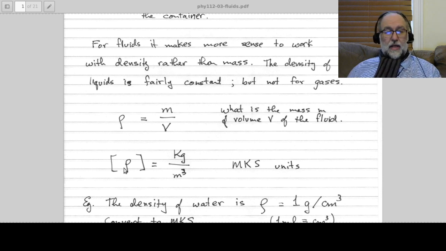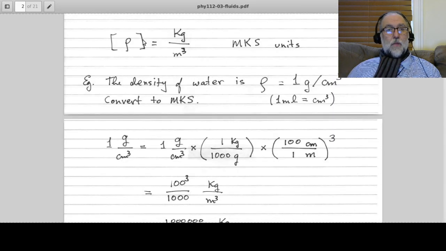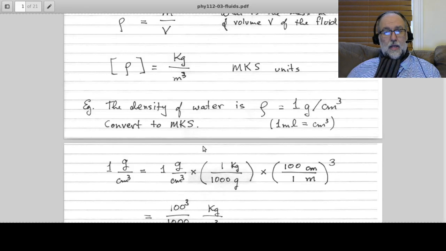And the units of density are pretty easy. It's just units of mass divided by units of volume, and that's in MKS, kilograms per meter cubed. So there you go, there's density. Now, the density of water is a very special number. You might have seen this in your other courses, it's 1 gram per cubic centimeter.